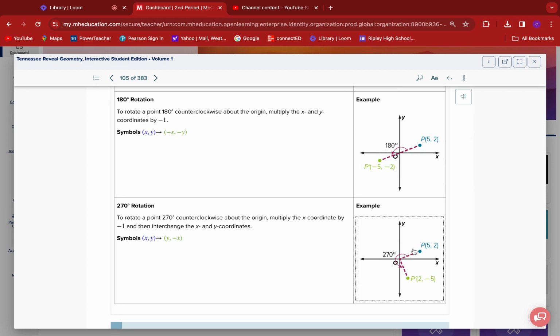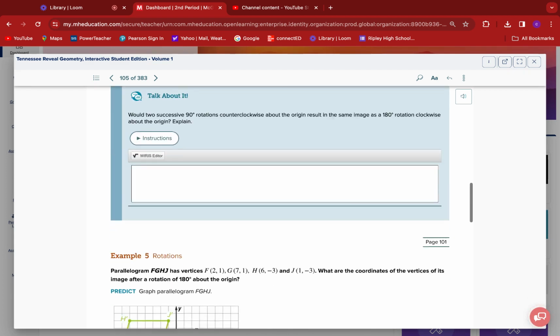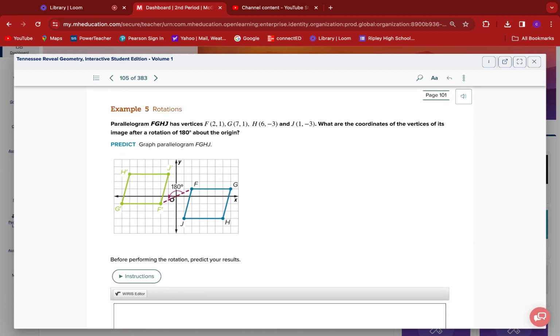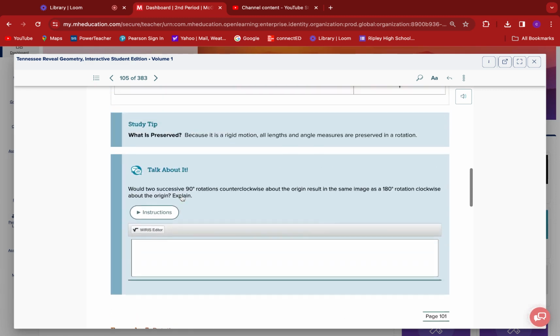All right, so there it is, visual people. Your original P, 90, 180, 270 degrees. By the way, a 360 is a full turn. 90, 180, 270, 360, back to the original. All right, you need to know those cheat codes, my lovely people. You need to know those cheat codes. All right, example number 5 on the next page, page 102. So we got a parallelogram FGHJ, which is blah, blah, blah, where the coordinates of the vertices of the image after a rotation of 180 about the origin.